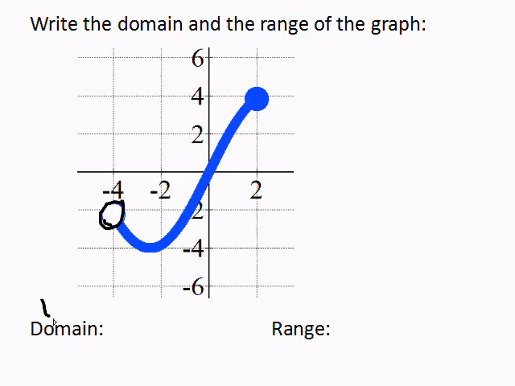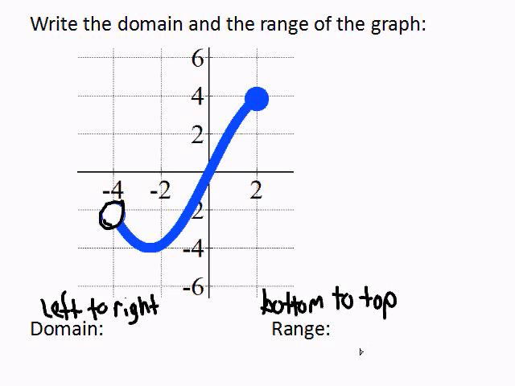Remember, domain is from left to right. It's where Heidi would have started her walk to where she would have ended her walk. The range is from bottom to top. The range tells us how far down does Heidi go on her hike to how far up does she go on her hike.